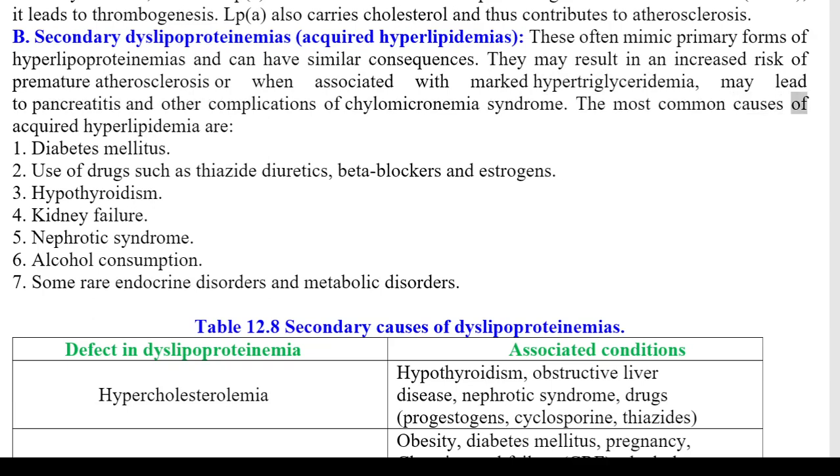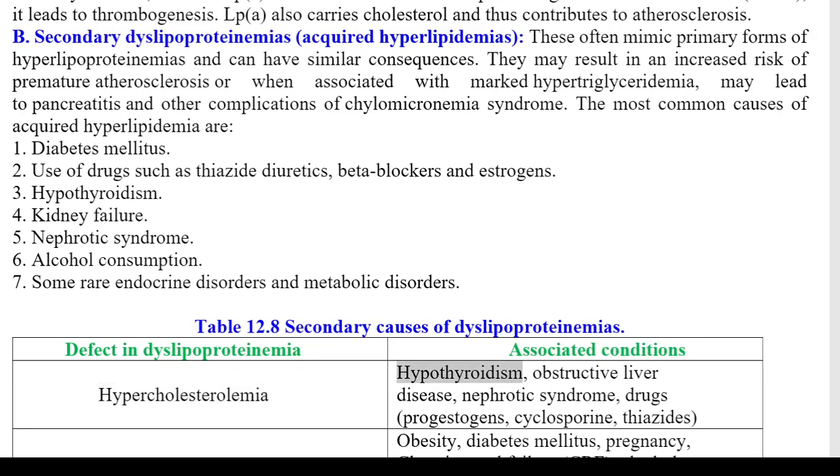The most common causes of acquired hyperlipidemia are: 1. Diabetes mellitus. 2. Use of drugs such as thiazide diuretics, beta blockers, and estrogens. 3. Hypothyroidism. 4. Kidney failure. 5. Nephrotic syndrome. 6. Alcohol consumption. 7. Some rare endocrine and metabolic disorders. Table 12.8: Secondary causes of dyslipoproteinemias. Defect in dyslipoproteinemia, associated conditions.